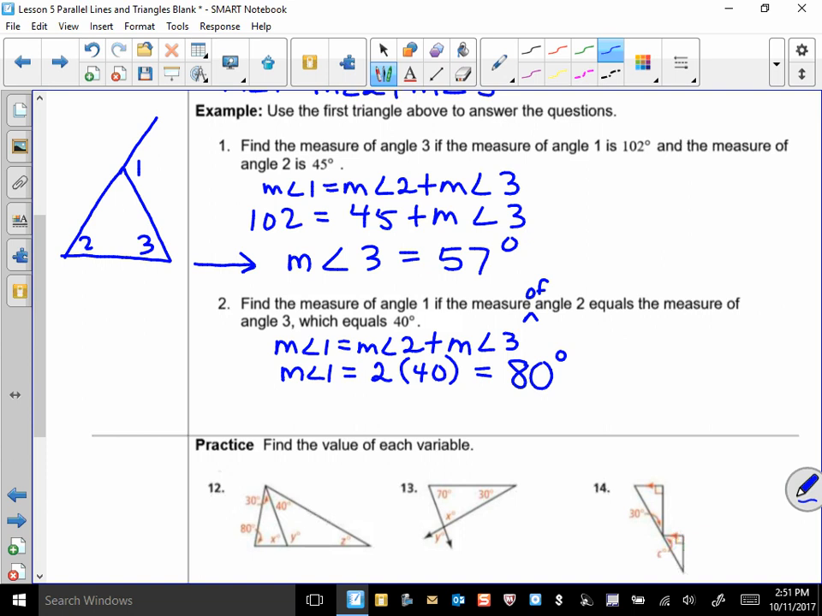Same thing in number 2. Substitute in, but this time they tell me that the measure of angle 2 is equal to the measure of angle 3, which is 40 degrees. So I know that the measure of angle 1 is just 2 times 40, which is 80 degrees.